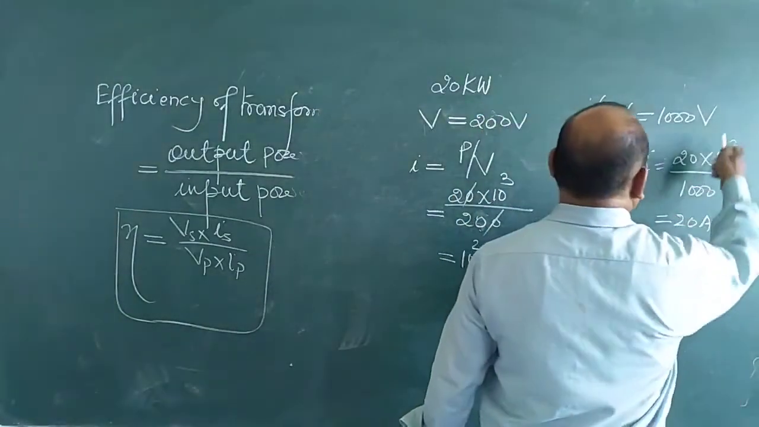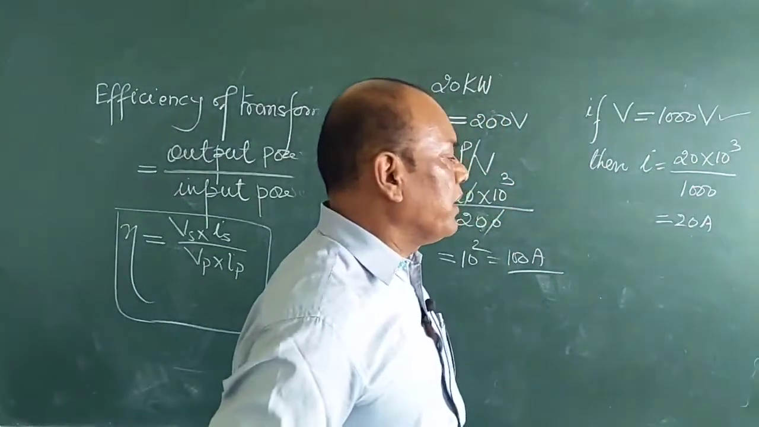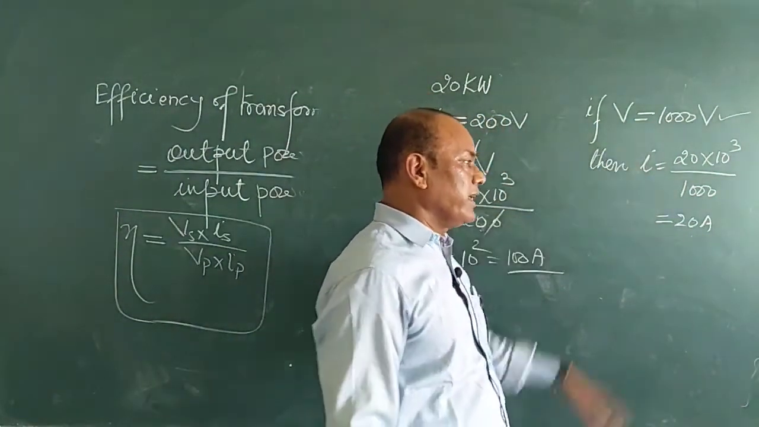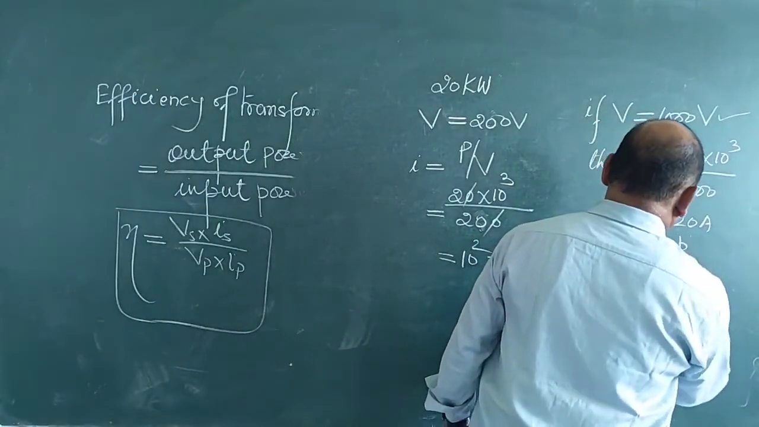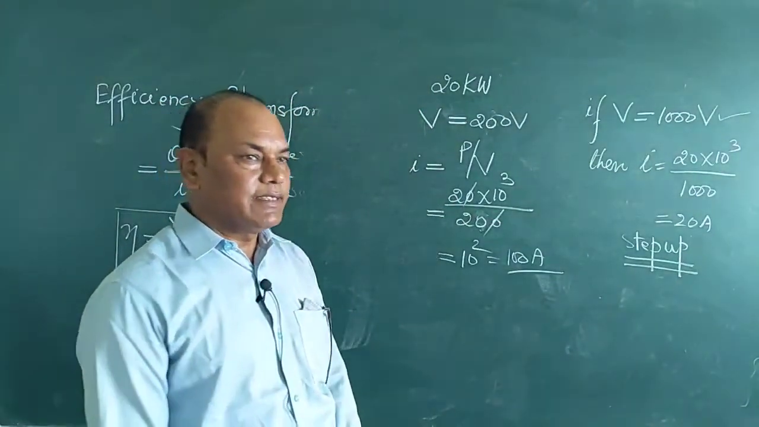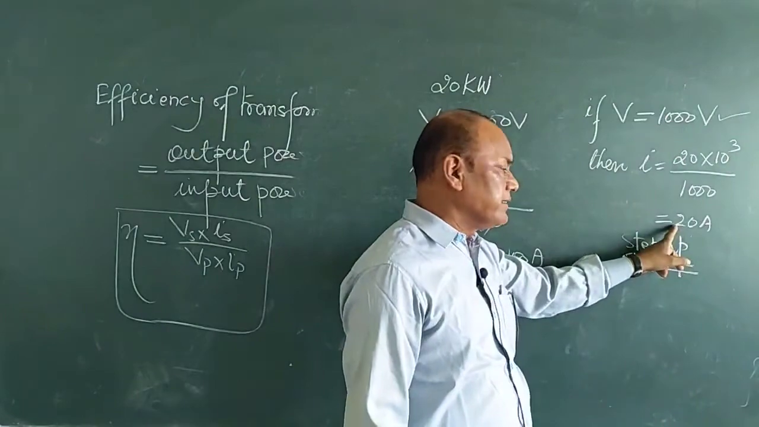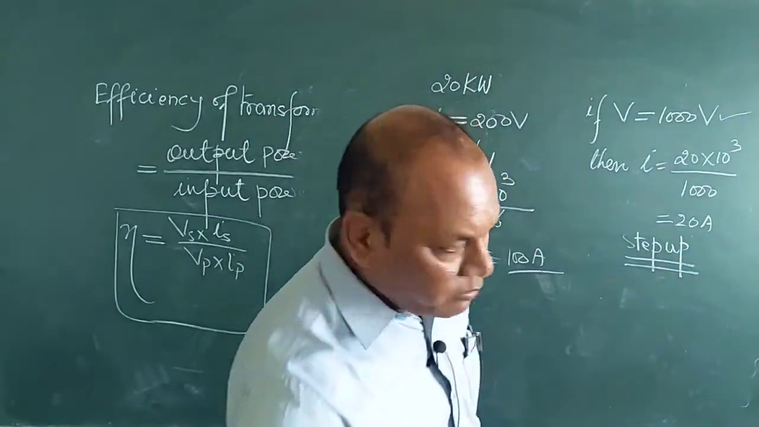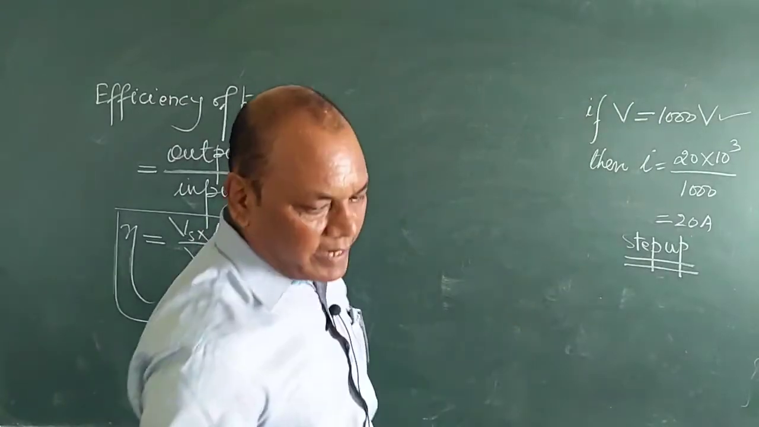Now here we need to increase the voltage. So what transformer is used for increasing the voltage? It is step up. So this step up transformer is used at the power station to increase the voltage or to decrease the current.